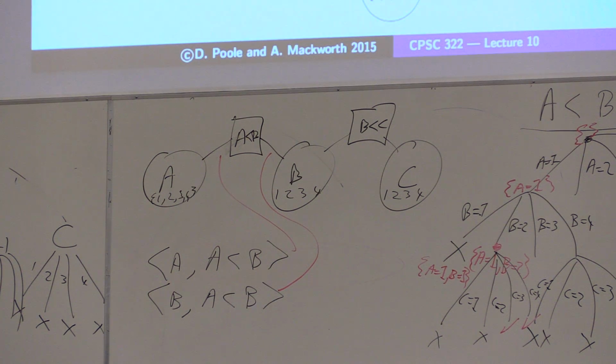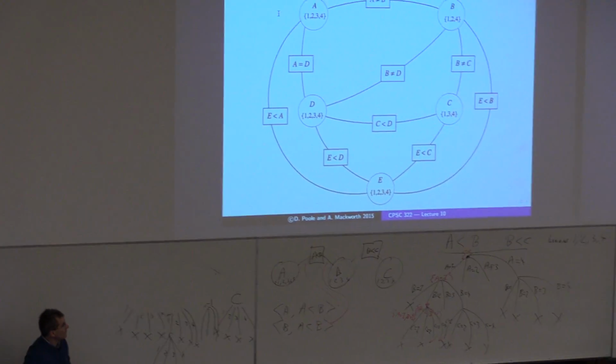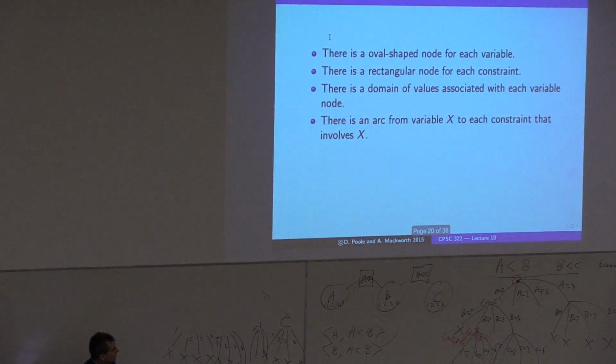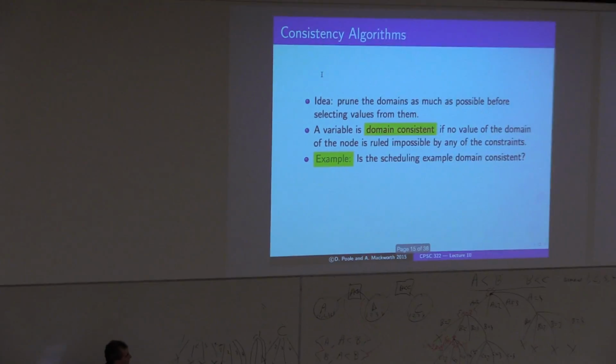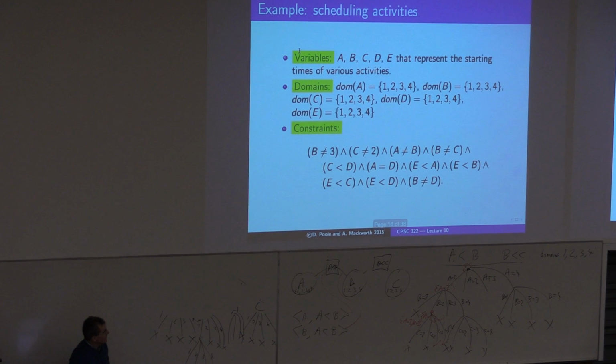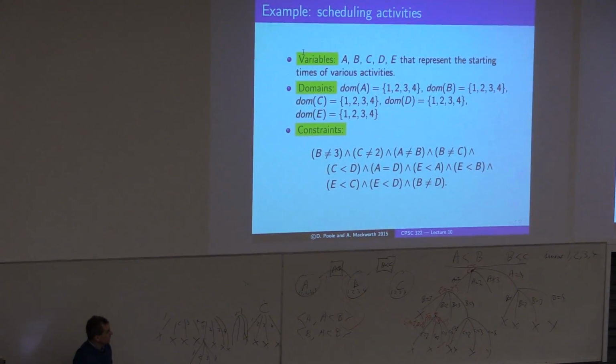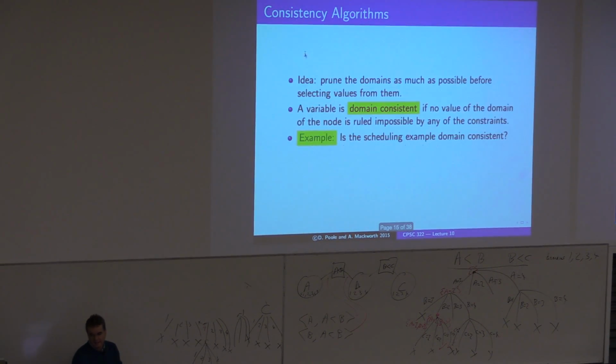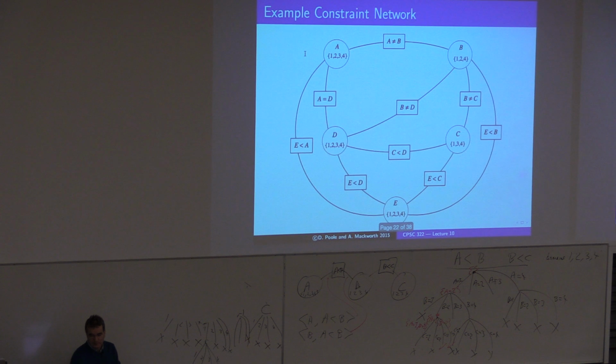So here's my constraint network for this other previous problem. For this problem here, I have A, B, C, D, E. They each have 1, 2, 3, 4, and then all these constraints like E is less than C. And we end up with a network that looks like this. The square nodes here are the variables and the rectangular nodes are the constraints. Is that clear? Okay.